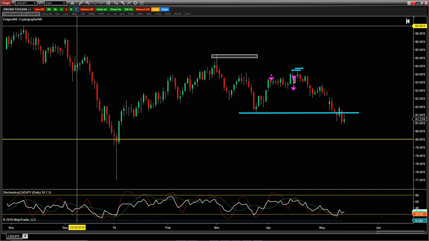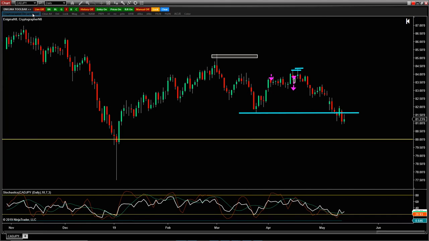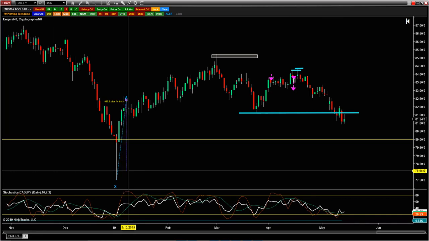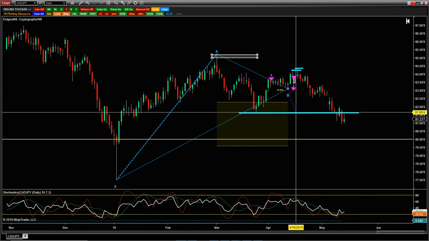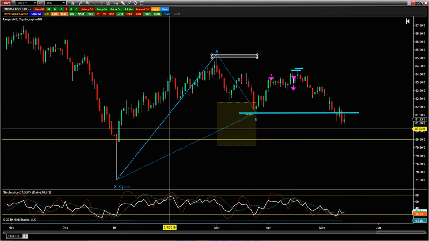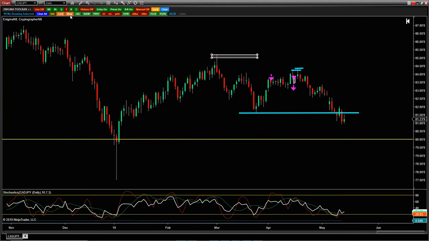Real quick, we may also have an advanced pattern formation here. Not that it makes a difference, but a bat, maybe a little bit short. Yep, a little bit short. Take it back. Bring it back.